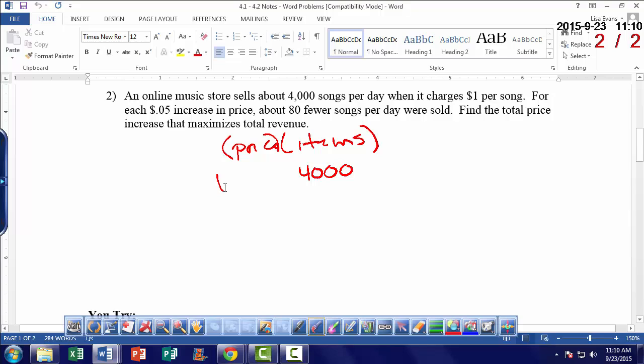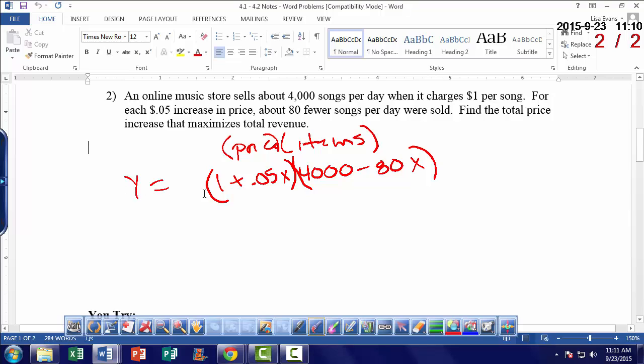For each 5-cent increase, this time I'm increasing it. We don't know how many 5-cent increases we're going to take, so we're going to multiply our 5 cent by x. Could be 10, could be 5, could be 1. But we think for every 5-cent increase we make, we're going to sell 80 fewer songs, 80 fewer per increase. So I need those x's in there.